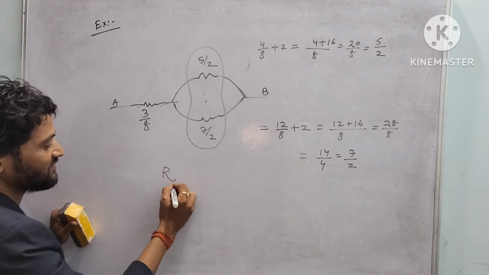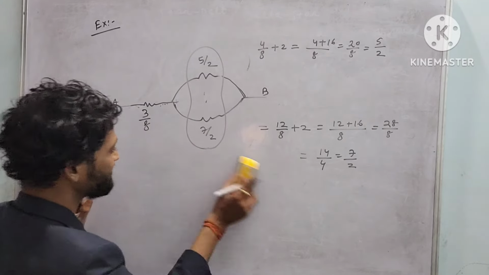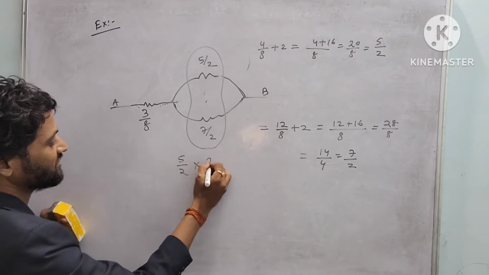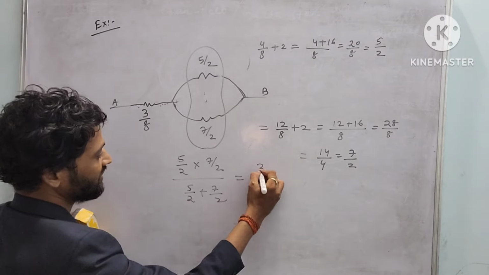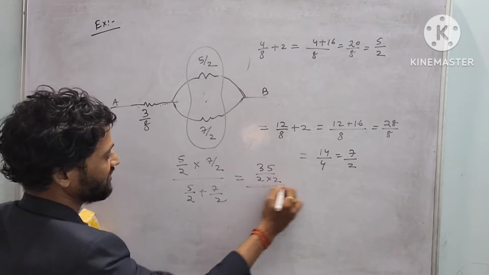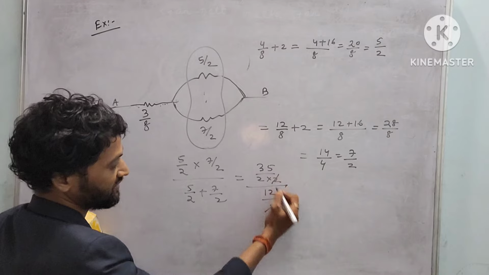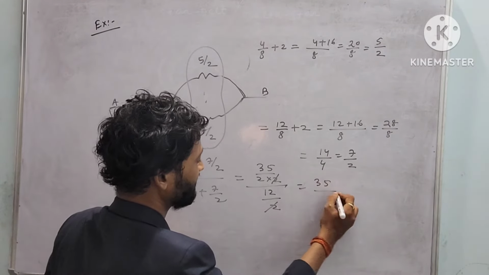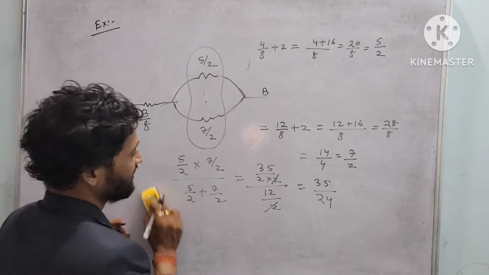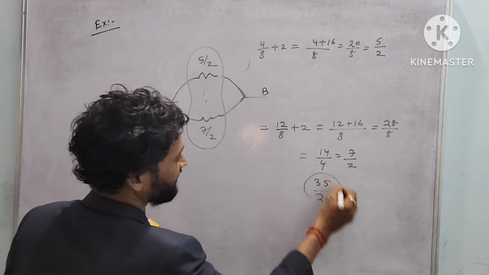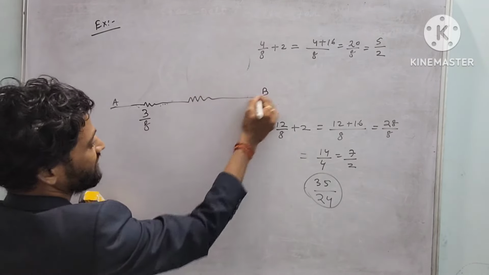What is the equivalent resistance? 5 by 2 parallel with 7 by 2. 5 by 2 into 7 by 2 by 5 by 2 plus 7 by 2. Okay, this becomes 35 by 2 into 2, and the sum is 5 by 2 plus 7 by 2, meaning 12 by 2. The 2 will cancel, so it will be 35 upon 24. Is it clear? So the resistance you got is 35 upon 24.